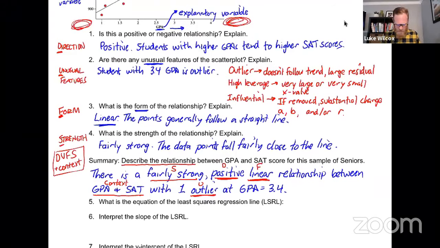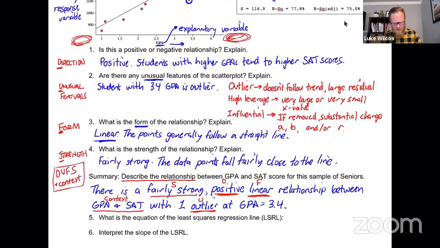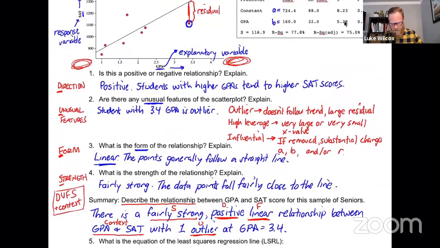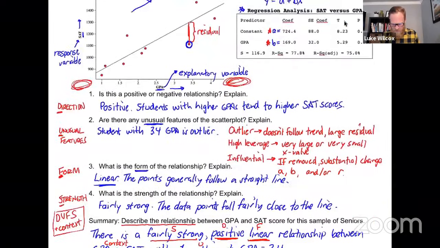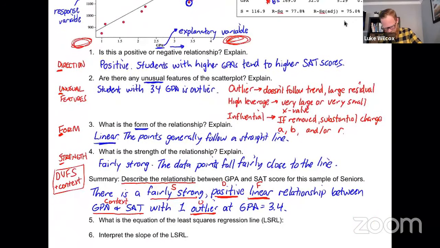Okay, let's go ahead and move on to number 5. Now for number 5, the equation of the least squares regression line, we need the numbers from the computer output, and really these are the two numbers that we need, the y-intercept and the slope. And so let's just copy those down here. We've got y hat equals our a value 724.4 plus our b value 169.0 times x.